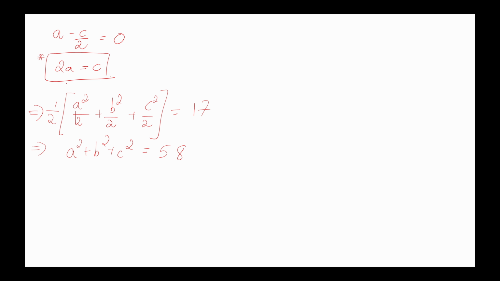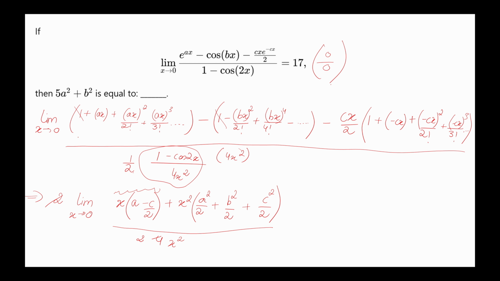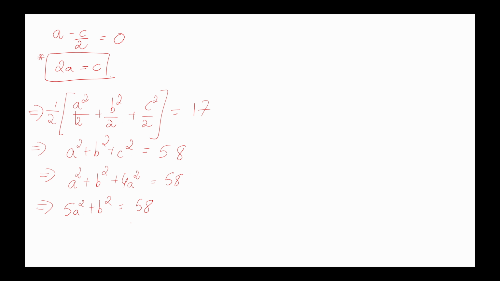And we know that c is equal to 2a, so let me replace c by 2a. What am I going to get? A square plus b square plus 4a square, 34. So here I have 5a square plus b square, this is equal to 34. What is the value they were asking in the question? They were asking us to find out 5a square plus b square. This is what we are getting as 34. Sorry, this would become 68. So 68 becomes my answer.